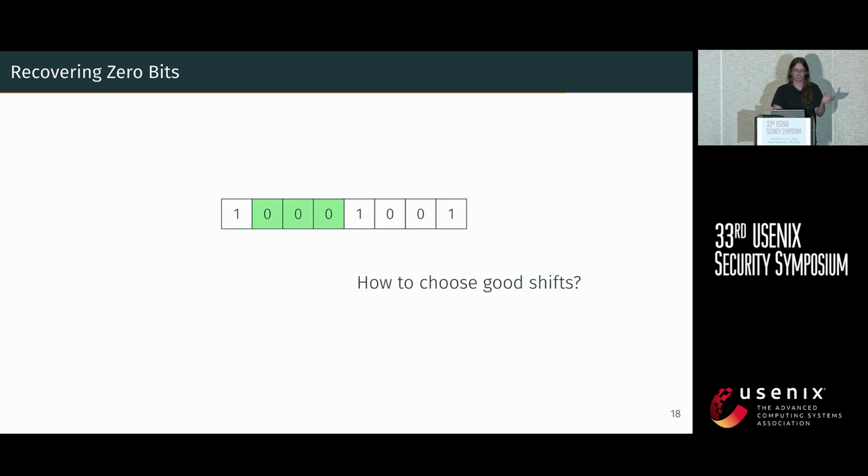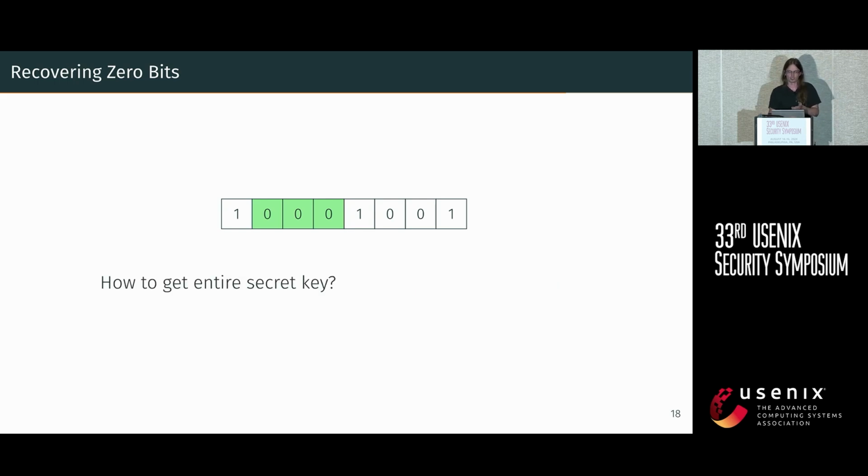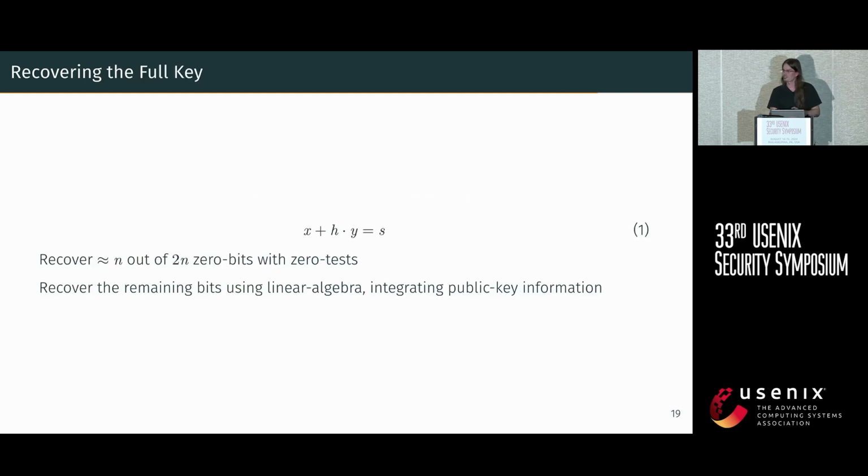So there's already 2 questions arising here. How do we choose good shifts to recover as many 0 bits as possible with as few queries as necessary? And how do we even get the entire secret key? Because right now we're getting only some zeros. And I will only answer one of these questions in this talk, which is how to recover the full key. It's through this linear relation between the public key and the private key. So X and Y are, again, part of the secret key, and H and S are public. We can only recover half of X and Y, and then recover all of X and Y through this relation, because we already know H and S.